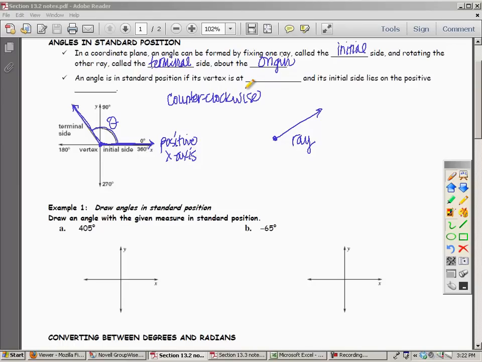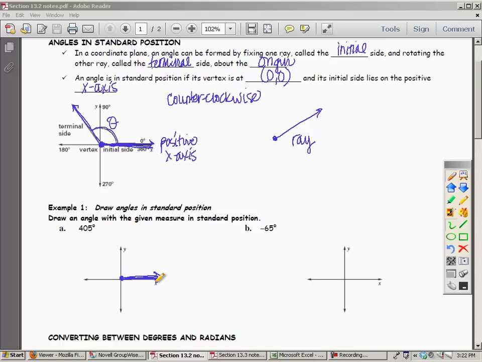An angle is in standard position if its vertex is at 0, 0. And what that means is the end of your ray is at 0, 0, and the initial line, again, stays on the positive x-axis. So this initial side is the positive x-axis with its starting point at 0, 0. Okay, so we're going to draw this. I start here, and here's my initial side.